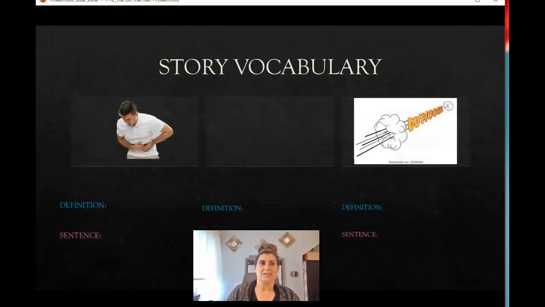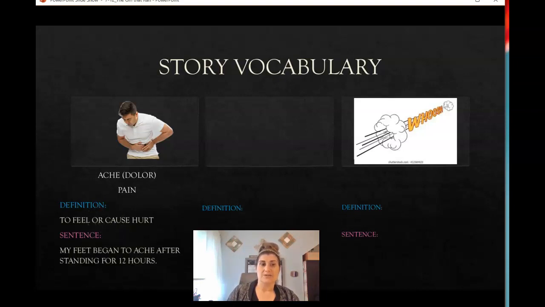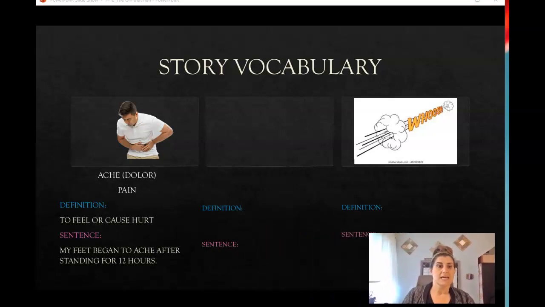so here are some of our vocabulary from our story today. So the first one is ache, and a synonym, or another way we can say ache, is pain. All right, the definition is to feel or cause hurt. The sentence I use, which you can use the example I have, or you can create your own example sentence, is my feet began to ache after standing for 12 hours. Okay, so that's my example sentence.